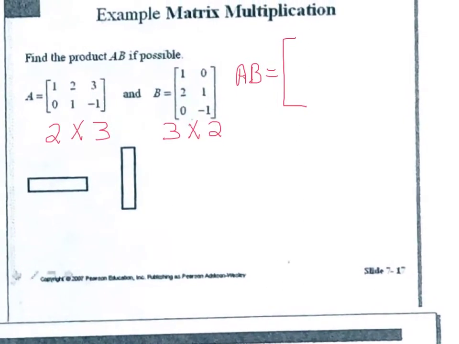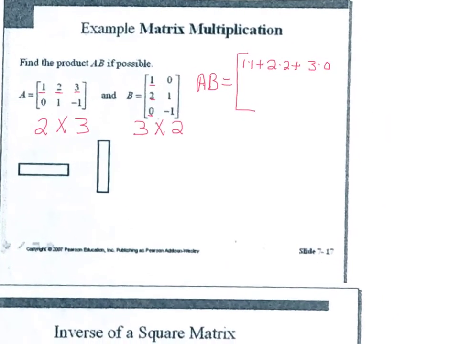Okay, so let's multiply. I'm going to put all the numbers and then we just simplify that, okay? So 1 times 1 and then plus 2 times 2 plus 3 times 0. Okay, now let's do the same thing, but now with the second column.